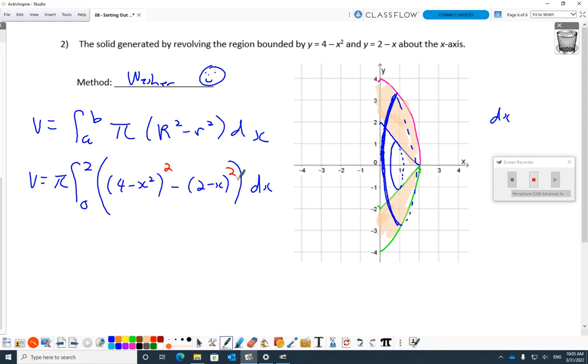Outer radius was the bigger graph, which was 4 minus x squared. Inner radius was the inner graph, which is 2 minus x. I'm subtracting those two, but it's the squares of those that I'm subtracting. There's some multiplying out to do here and some collecting, some grade 10, grade 11 algebra to do before you can start this integral, but it's not a particularly difficult integral once it's done.